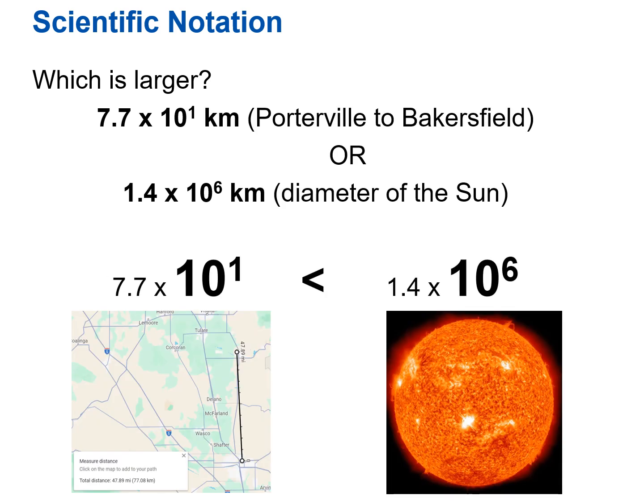In fact, 7.7 times 10 to the first, well, that is 77 kilometers. That is about the distance from Porterville to Bakersfield, as you can see on the map right here. 1.4 times 10 to the sixth kilometers is the diameter of the sun, so definitely much larger than anything that would be on planet Earth.